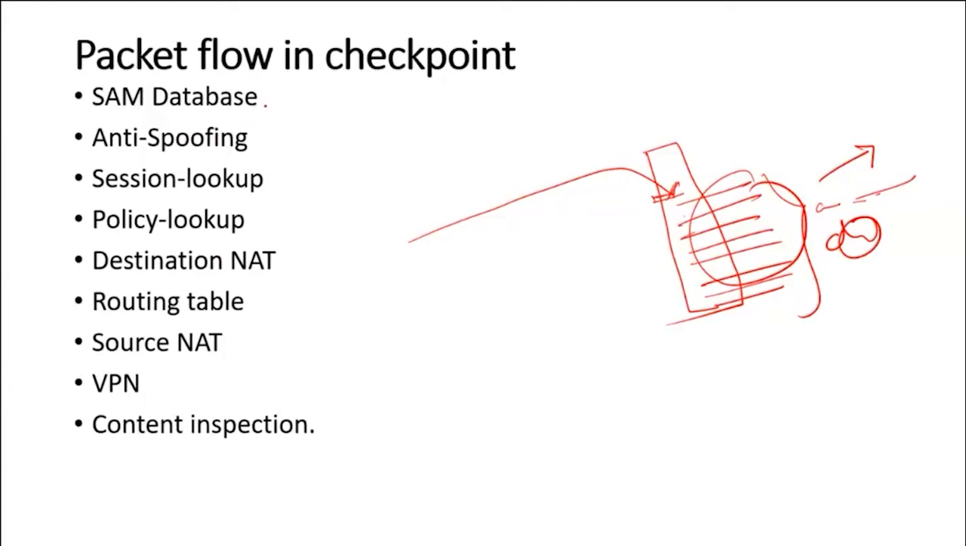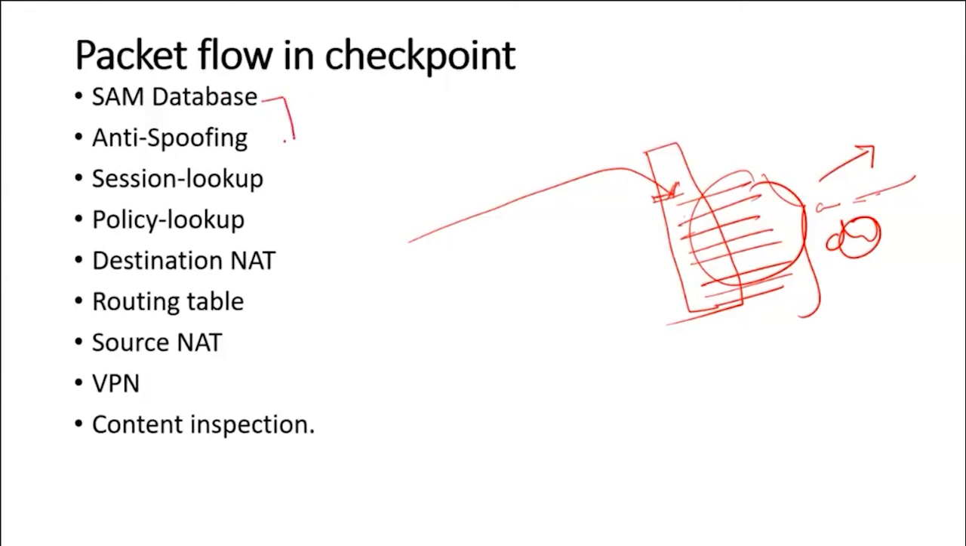Once the packet enters the firewall, first it will check the SAM database. So what is SAM database? It is suspicious activity management. SAM database is nothing but the suspicious activity management database. I'll explain in detail what suspicious activity management is in the coming slides. So as soon as the traffic enters a firewall, first it checks the SAM database.